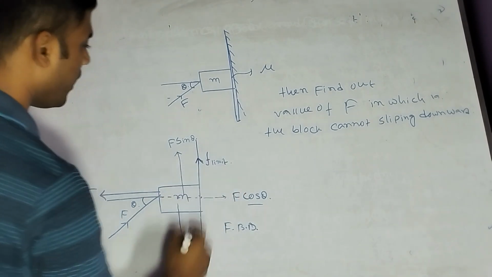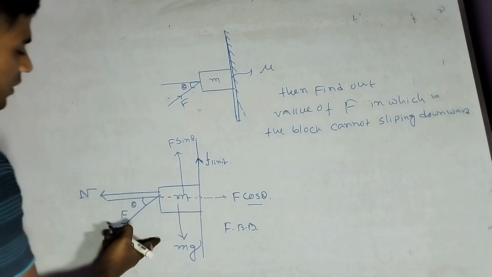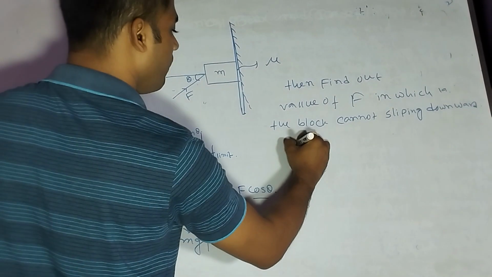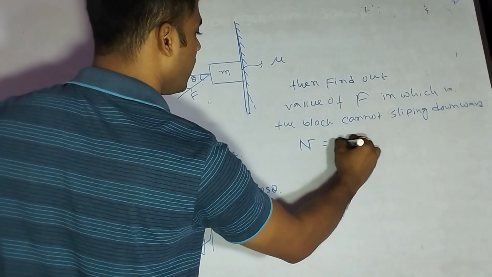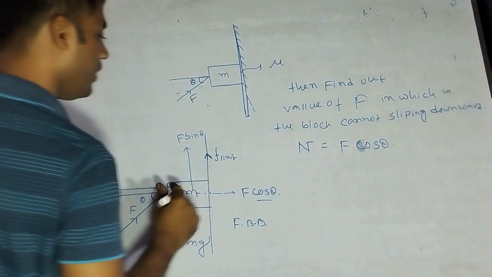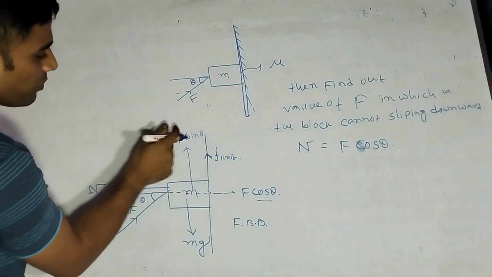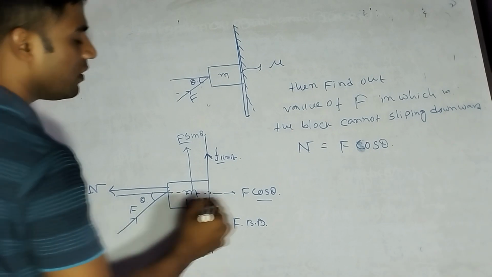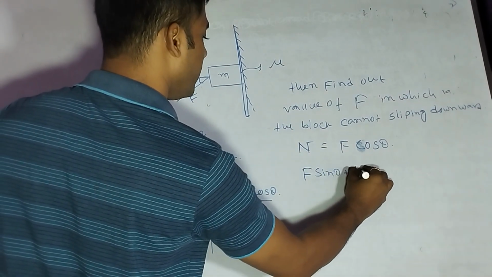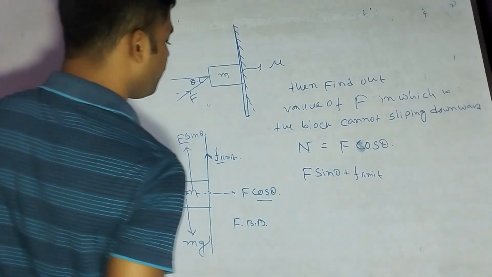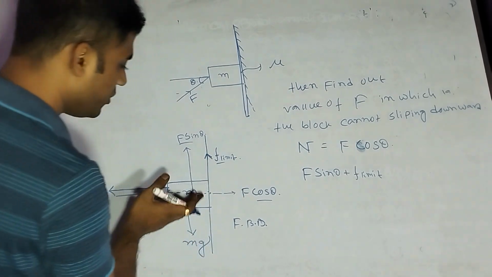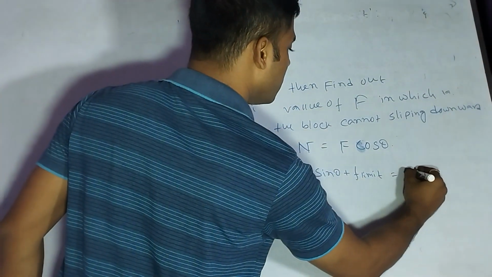Then you draw the balance equation. Along the x-axis, N balances F cos theta. Next, along the y-axis, F sin theta plus F limiting, because they are both in the same direction, balance mg. mg is in the downward direction.